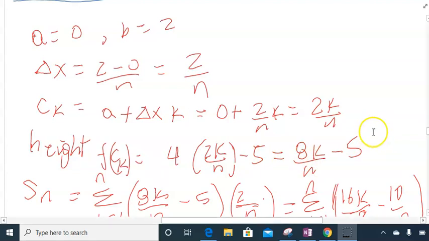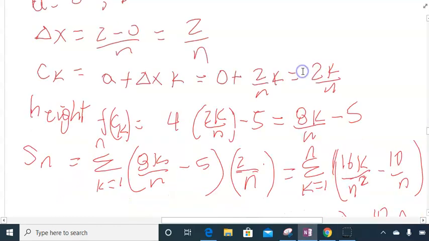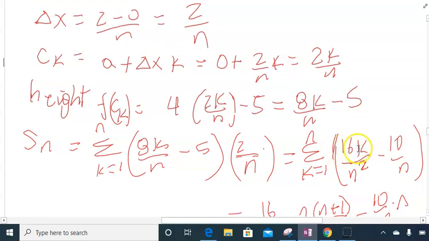For s sub n, or Riemann sums, as we call them, that would be equal to the summation k equals 1 through n of (8k over n minus 5) times 2 over n, which is equal to the summation k equals 1 to n of 16k over n squared minus 10 over n. That is by distributing the 2 through the numerator, 2 times 8k over n, and 2 over n.